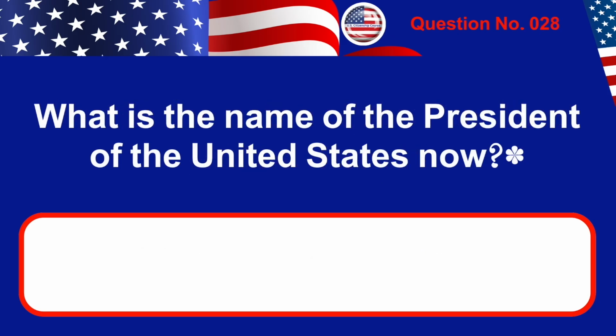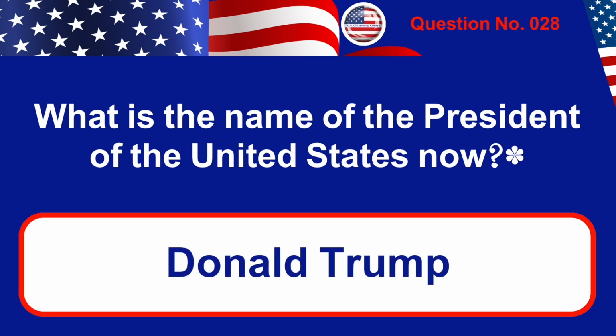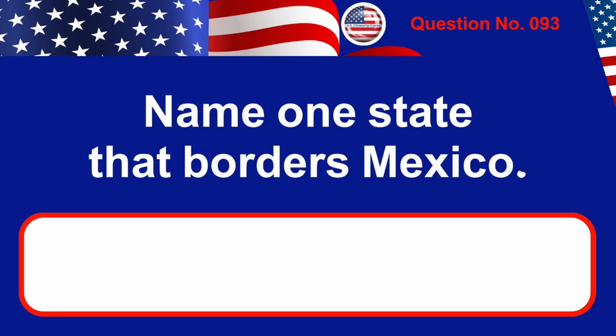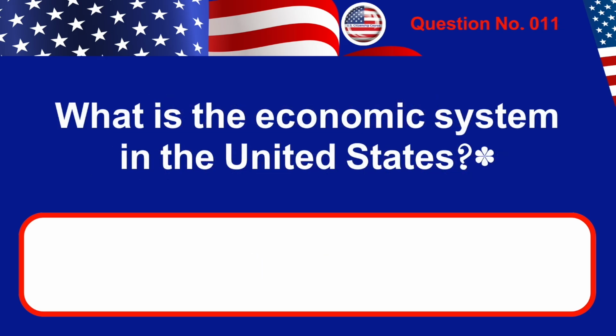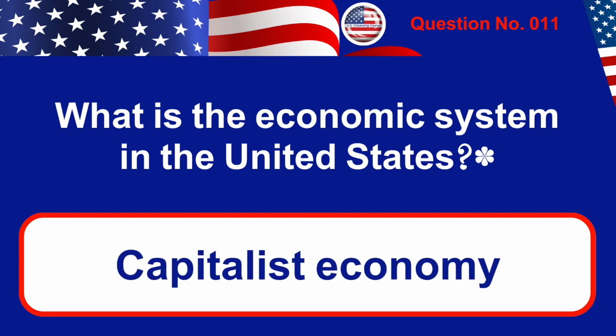What is the name of the President of the United States now? Donald Trump. Name one state that borders Mexico. California. What is the economic system in the United States? Capitalist economy.